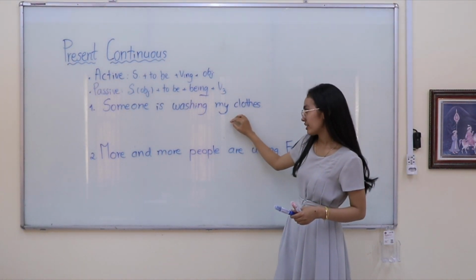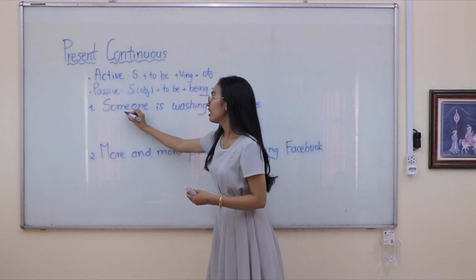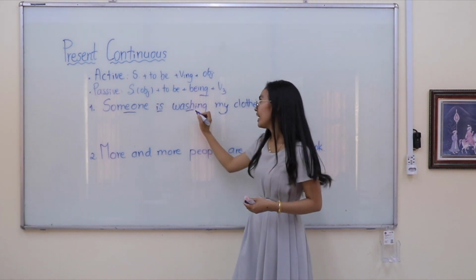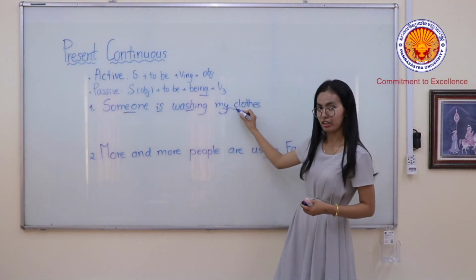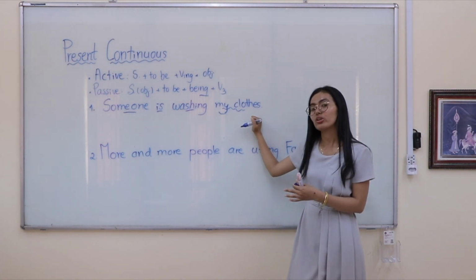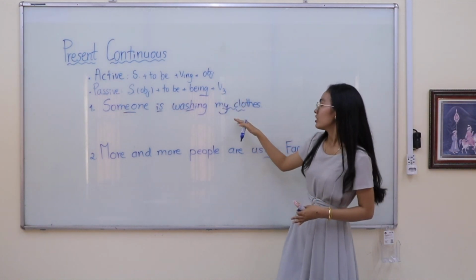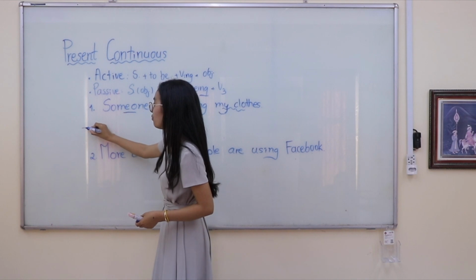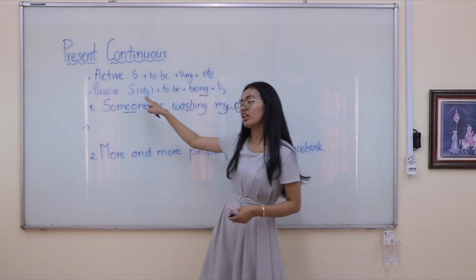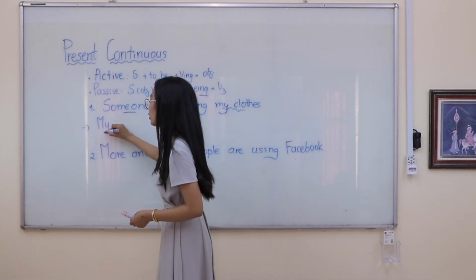So if you check this sentence, it has the form like someone is the subject. And then we have to be is. We have verb ing, washing, and we have object here as my clothes. So to change this into passive, what do we put first in the new sentence? We have to move an object and place it in front as a subject. So a new sentence we have will be my clothes.